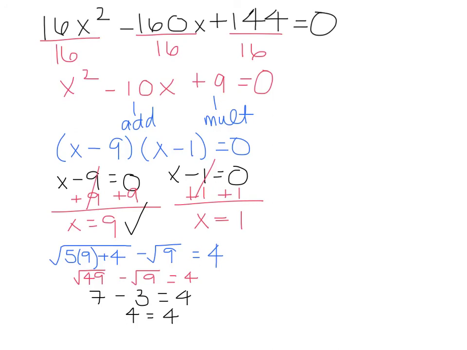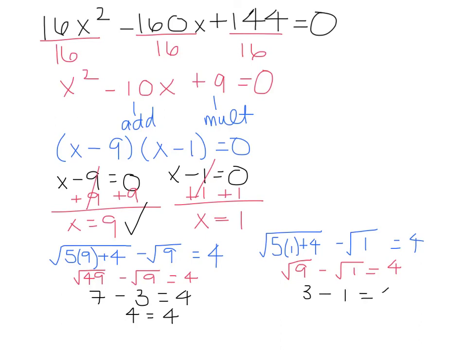X equals 1 could also work as a solution, so we need to check. So plug in 1 for x. So 5 times 1 plus 4 minus the square root of 1 equals 4. Okay, 5 times 1 is 5 plus 4 is 9. Now let's keep simplifying. So the square root of 9 gives me 3. And then the square root of 1 is 1. 3 minus 1 gives me 2. Since 2 does not equal 4, x equals 1 is an extraneous solution. So this one does not work.